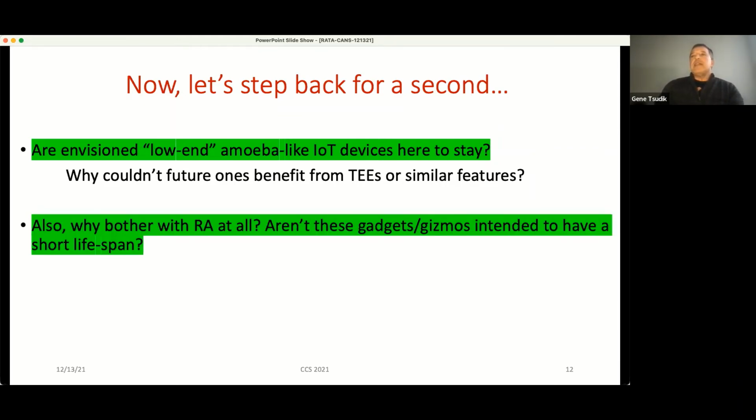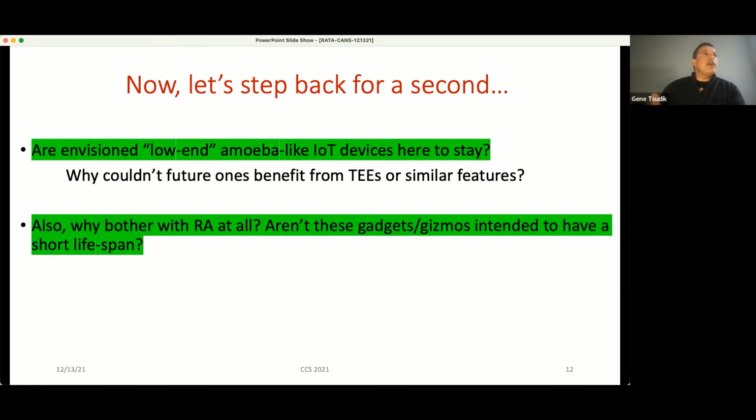So the answer to this question from my side is definitely they are here to stay. The second question is, why do we bother with this notion of remote attestation? Wouldn't it be interesting if we just considered that these devices are here to stay, they're going to be sold very cheaply in very large numbers, and they cannot really accommodate any security features because security budgets are very low in dollars and cents. So aren't these devices going to be throwaway types, disposable?